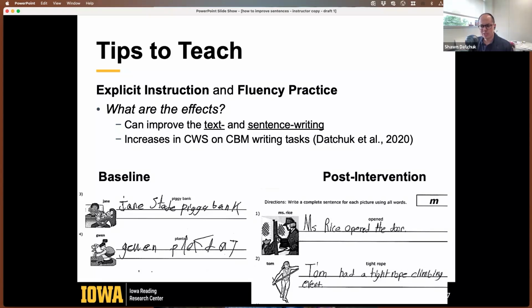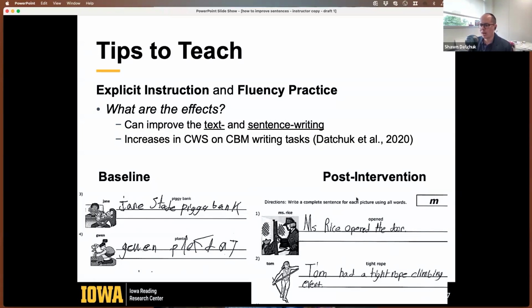And you can see some things here. So here's a picture of Jane. Looks like the student wrote Jane. I think that word is stole. So Jane stole piggy bank. And then here is Gwen planted. So the student in this case is really just copying the picture word or copying the word prompts. There are some basics of sentence structure here, but it's kind of difficult to tell. And this is the same student.